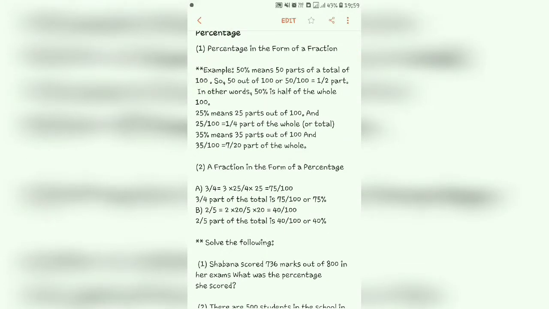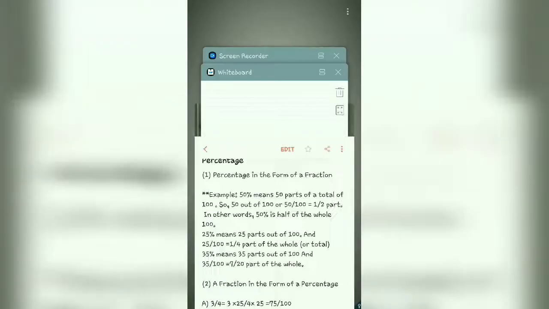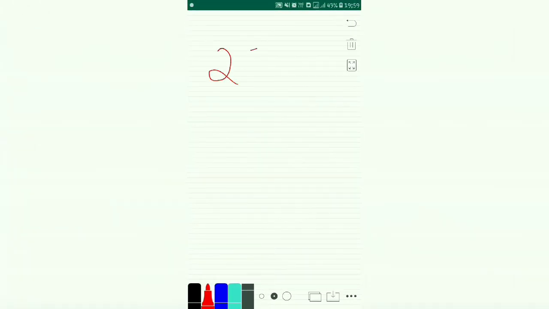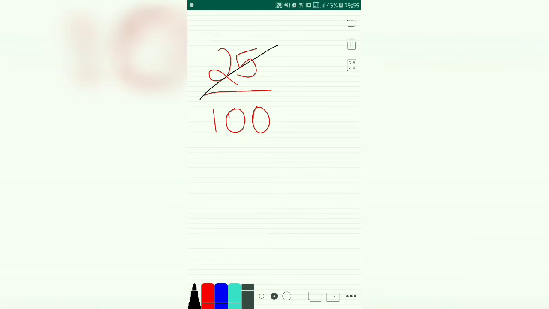25% means 25 parts out of 100, and 25 divided by 100 is equal to 1/4 part of the whole. 25 divided by 100, that is 25 ones are 25 and 25 fours are 100. That is why we get 1/4 part.